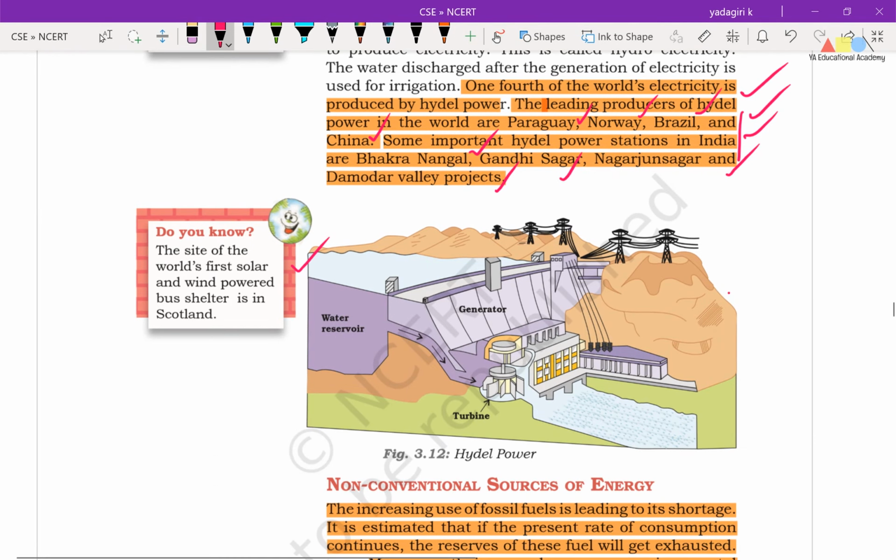Friends, this is the typical representation of the tidal power plant. So here a barrage will be built and water is stored and water is released into the turbines, and when water turns the turbines, electricity is generated.